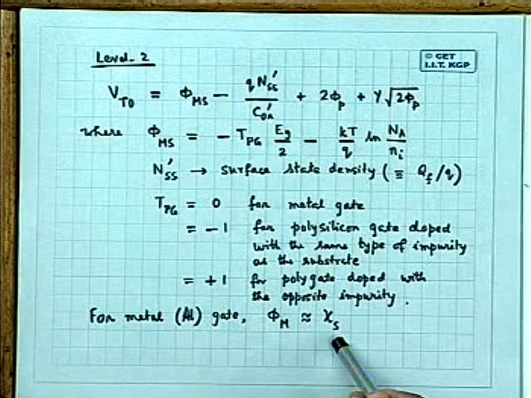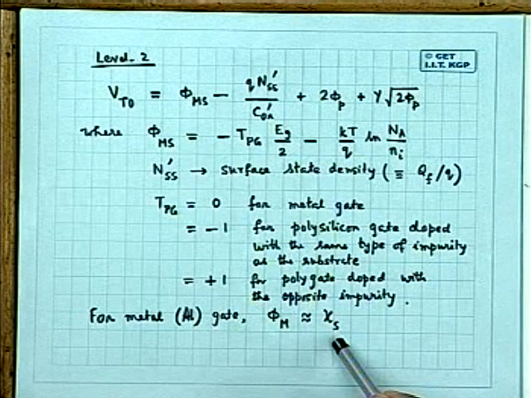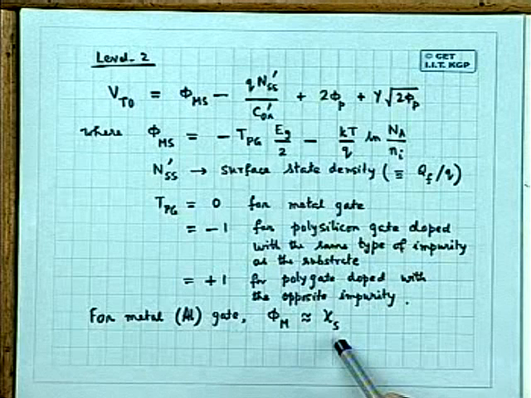What is chi, this one? This is electron affinity of the semiconductor. The energy separation between the vacuum level and the conduction band edge. These two are roughly equal. One is 4.1, the other is 4.15. In practice, they are equal. If that is so, do you justify that TPG is 0 for metal gate?